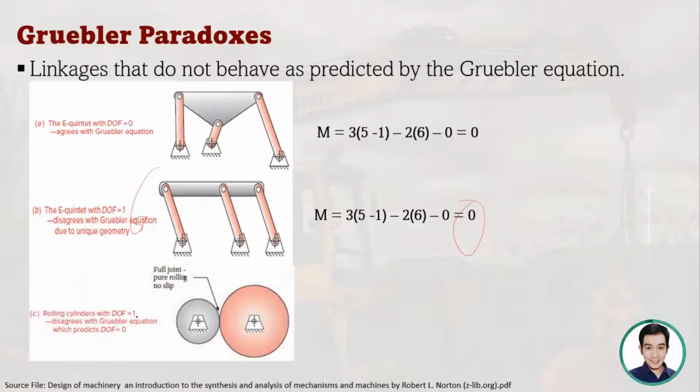And we can also find here, for this rolling cylinder, the mobility, if we compute it using the Gruebler, is actually 0. But when we have it in actual, this will actually rotate. So that's why it has a degree of freedom of 1. So it also disagrees with the Gruebler equation. So we can find that the paradoxes happen because of how the links or the joints are arranged. So the geometry of the links and the joints is actually very important in determining and predicting the motion.